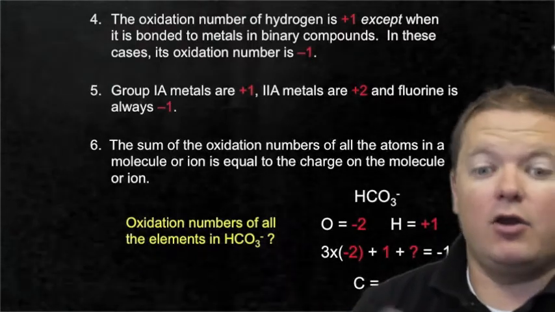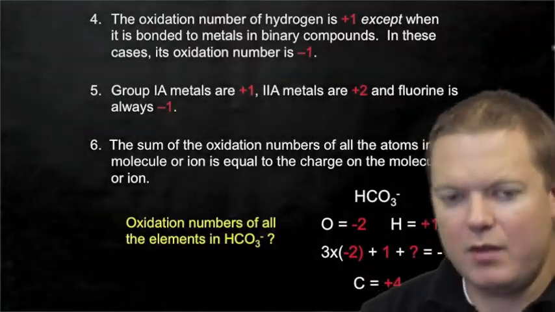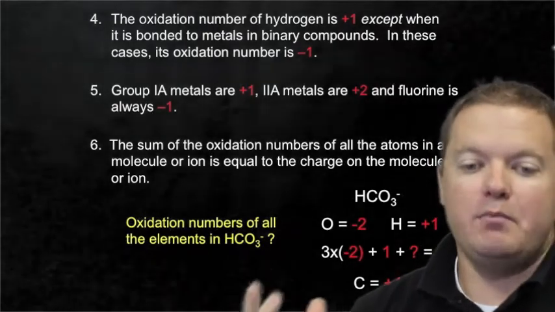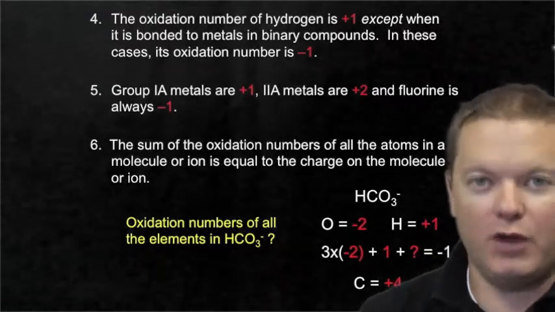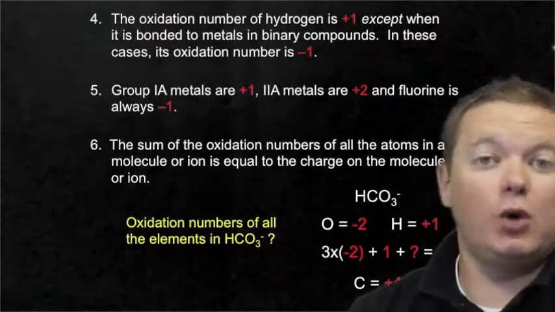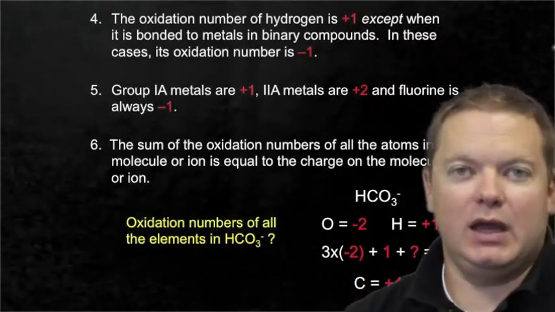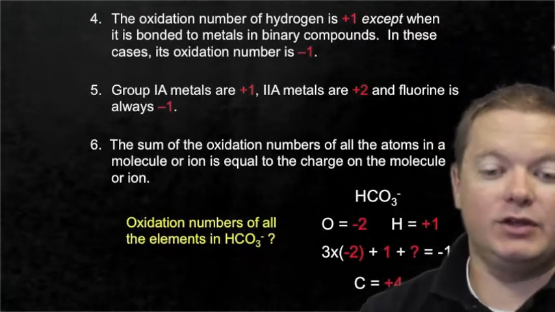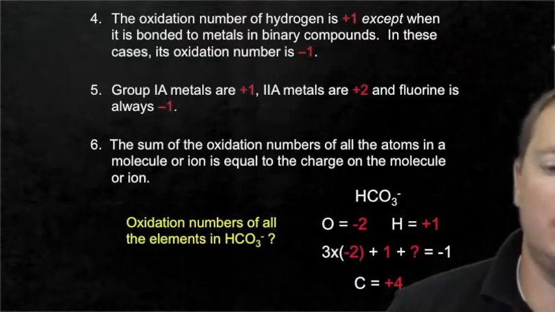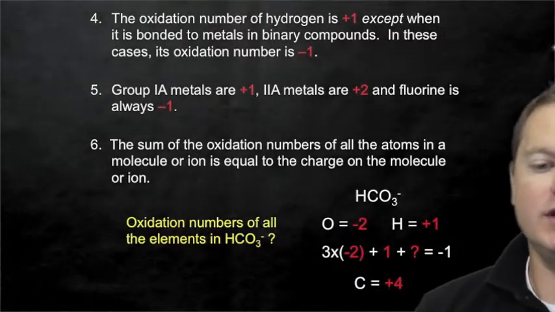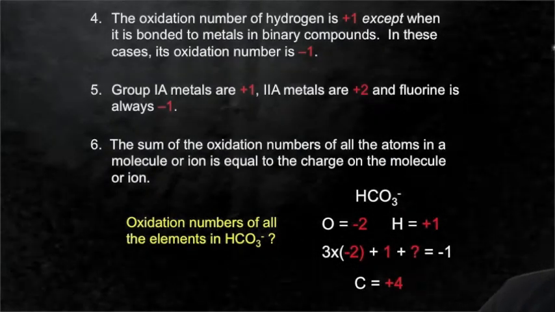Alkaline earth metals are always +2, just like their charge, and fluorine is always -1. For everything else, the sum of those atoms' oxidation numbers has to equal the charge on the overall molecule. If the molecule has no charge, it's neutral, then all the oxidation numbers have to sum to 0. If it is charged, like in this case, then the sum of those oxidation numbers has to be -1. So let's talk about HCO3-.